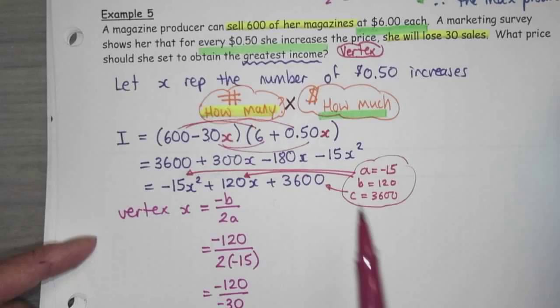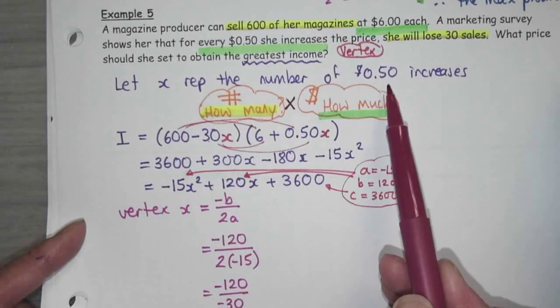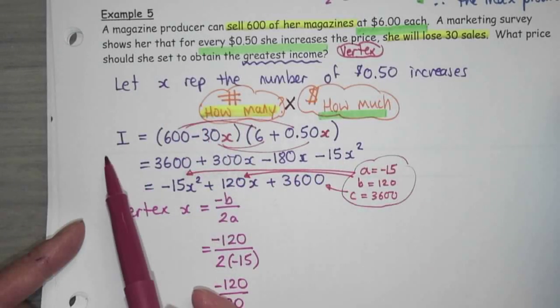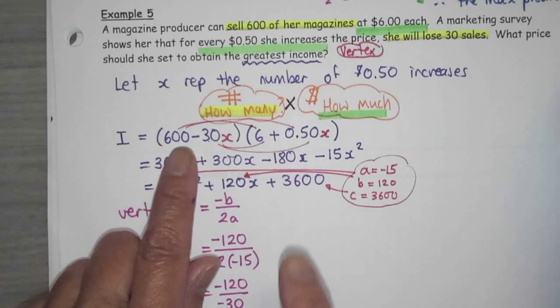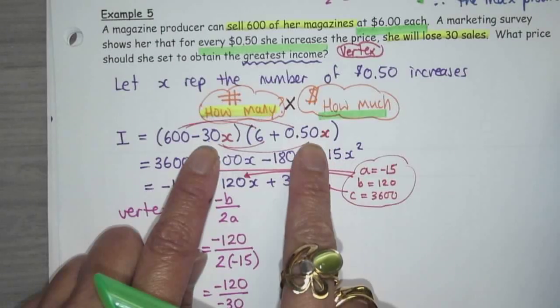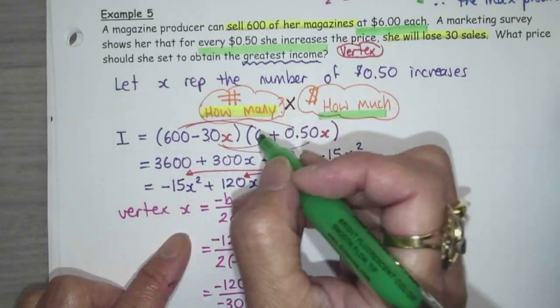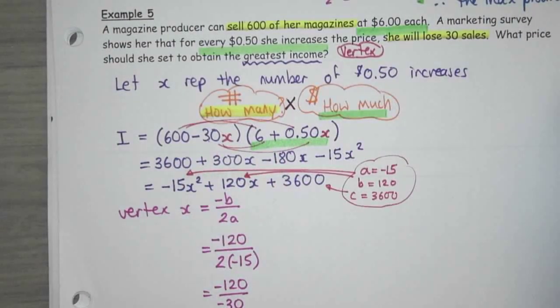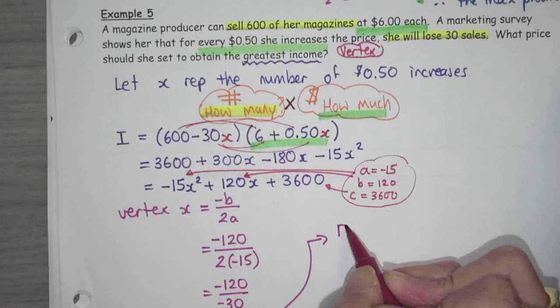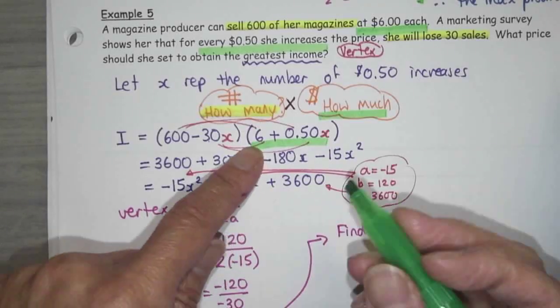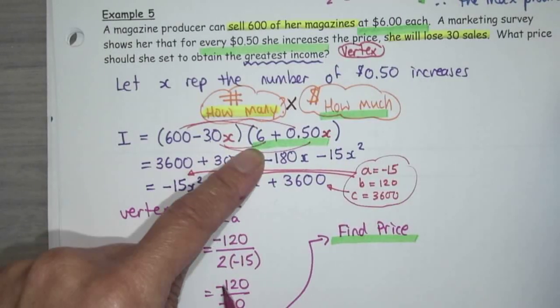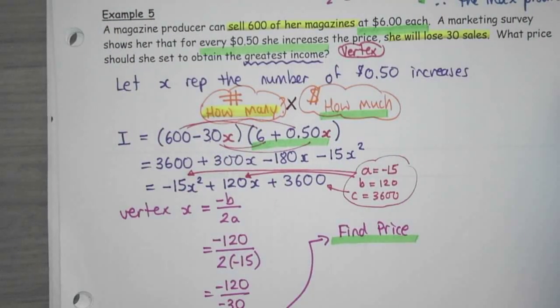So P, where's the price? X is the number of 50-cent increases. I is the income. So where do I get the price from? The yellow or the green highlighter? Yeah, the second bracket, right? So this one here, this is the price. Okay, so we're going to grab that, and we need to find the price. We're going to grab it just from here. So that's just that second bracket, not the whole thing.